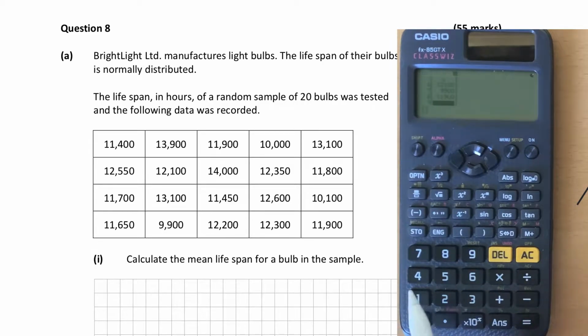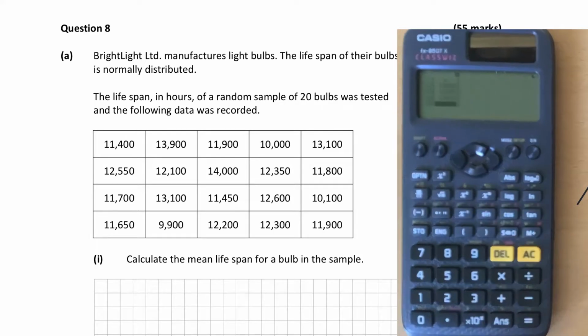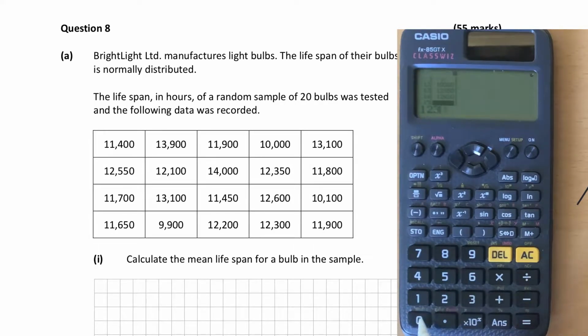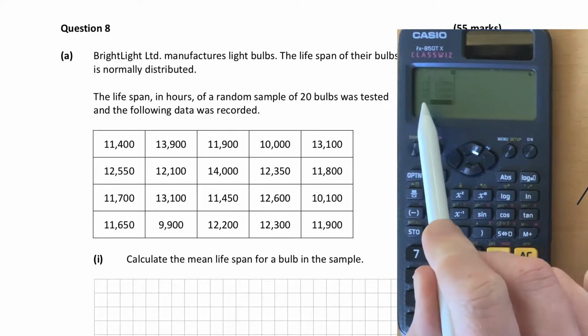Then we're on to 14,000. Then we're on to 11,450. Then we're on to 12,200. Next after that comes 10,000. After that comes 12,350. After that comes 12,600. After that comes 12,300. So you can see there we have 16 pieces of information put in now.